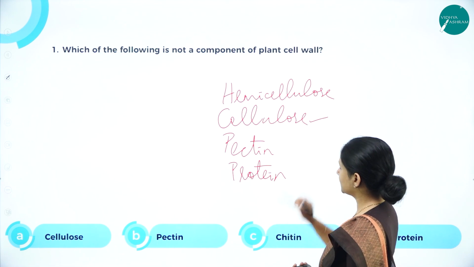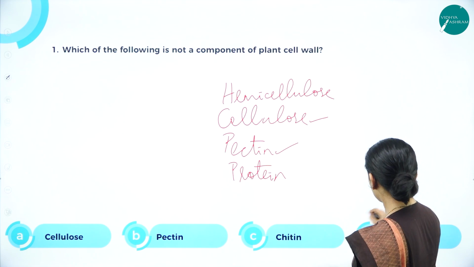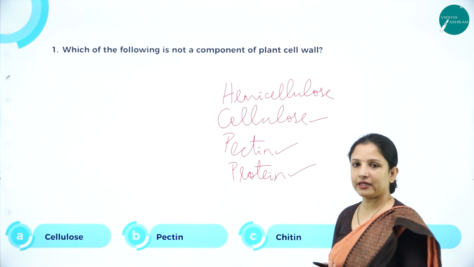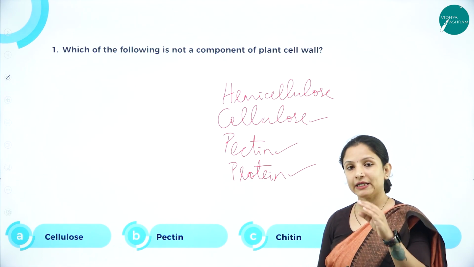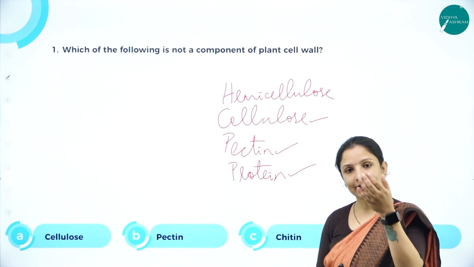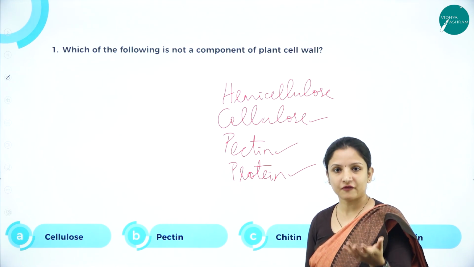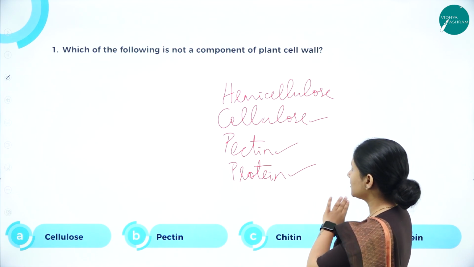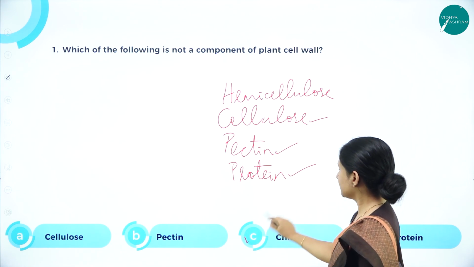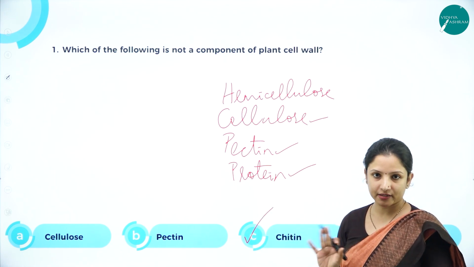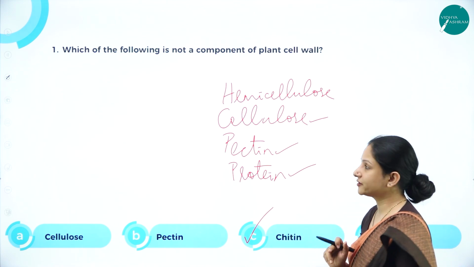Cellulose, yes, it is a component of the plant cell wall. Pectin, yes, it is a component. Protein is a component. Is chitin a component? No, you don't find chitin in plant cells. You find chitin in arthropods, wherein their exoskeleton is made up of chitin, right? And chitin to some extent can be found in fungi also. So chitin is the answer here. Therefore, the right answer is option C, because you don't find chitin in the plant cell wall. And majorly the plant cell wall is made up of cellulose. That you have to remember.